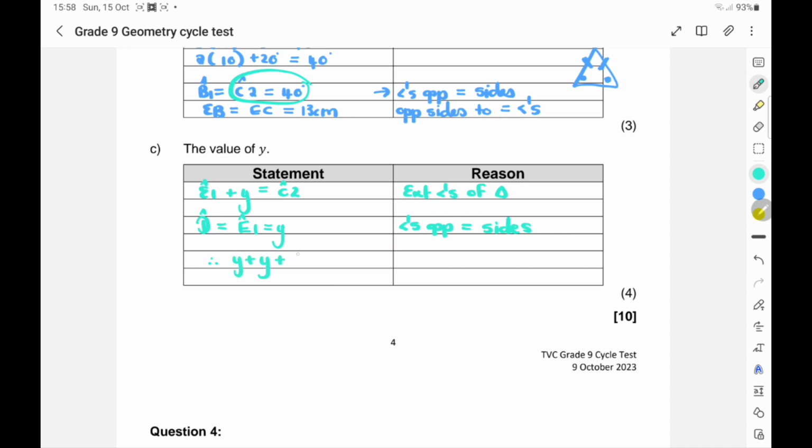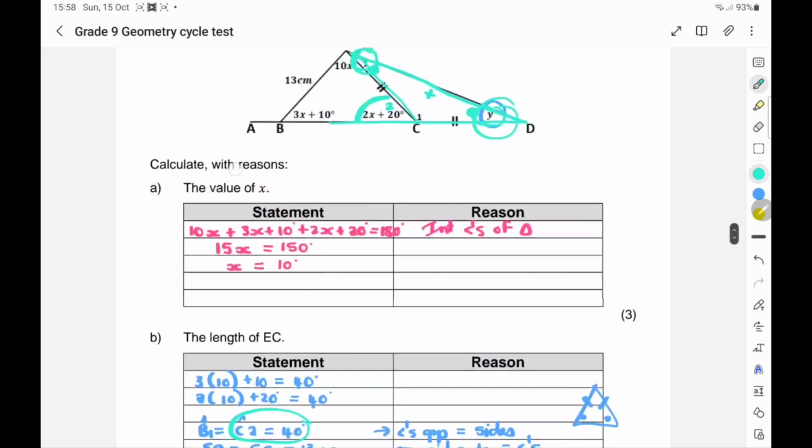Y plus Y should equal 40 degrees. So 2y is equal to 40 degrees, thus y is equal to 20 degrees. Okay, but very important, you had to have exterior angles of a triangle and then angles opposite equal sides.